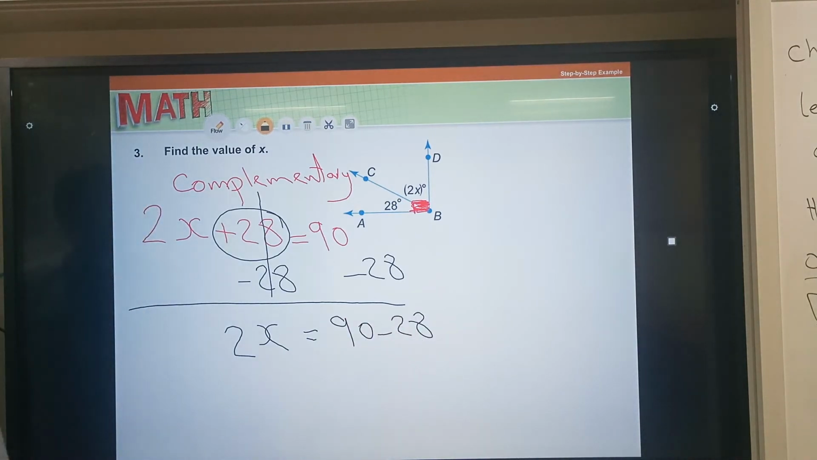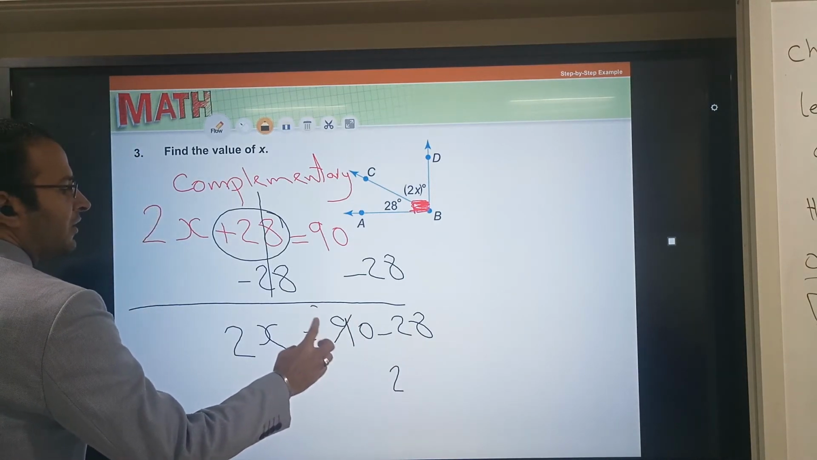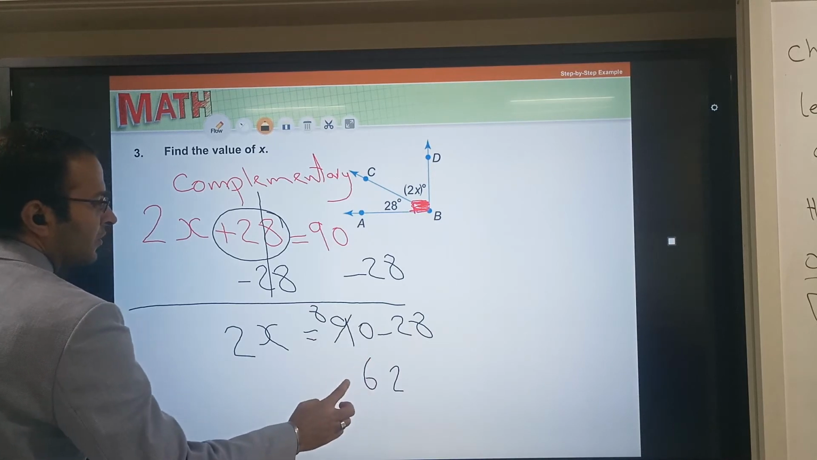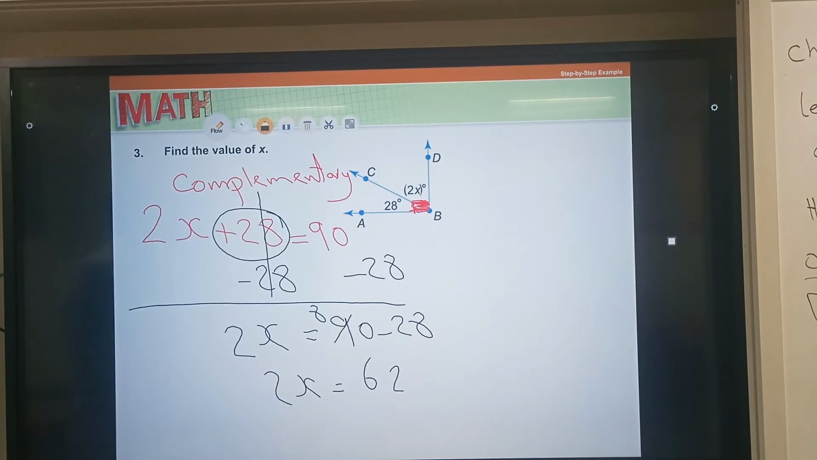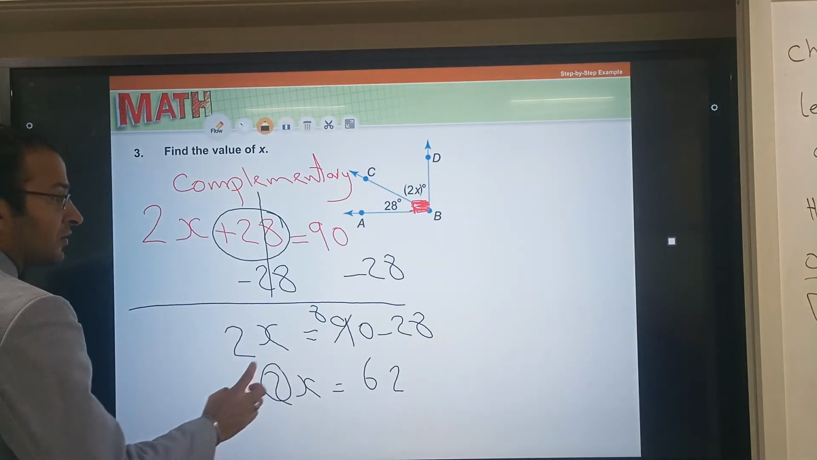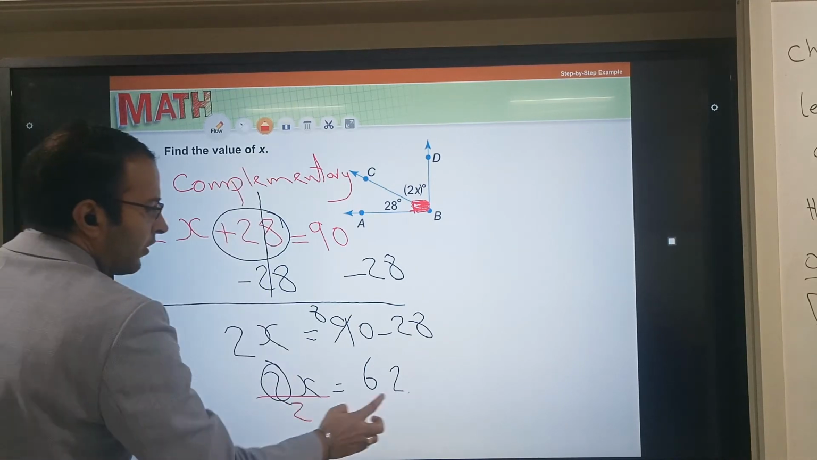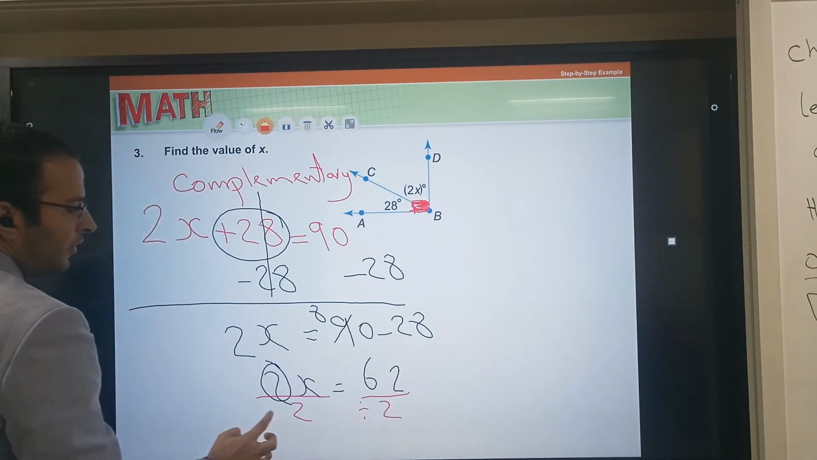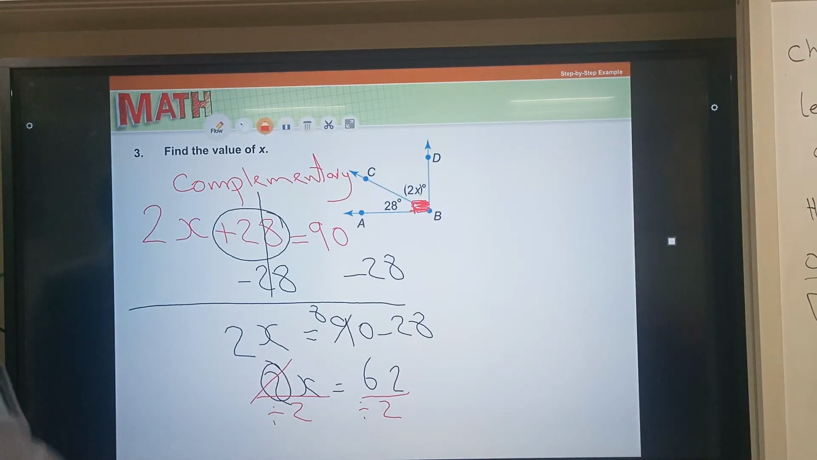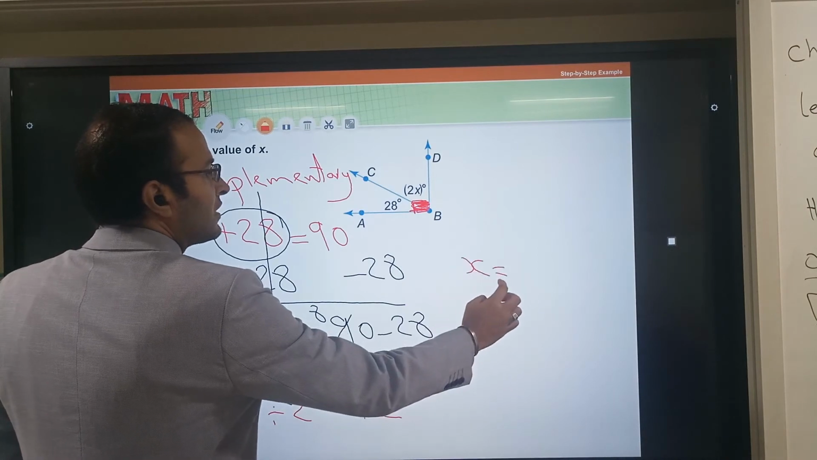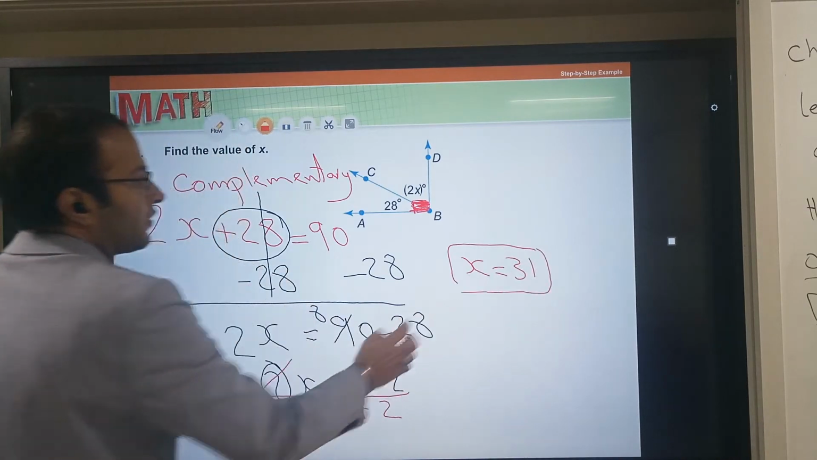90 minus 28. How do I make it? 10 minus 8 equals 2, this now becomes 8. 8 minus 2 equals 6. So it will be 62. So 2x is equal to 62. What will we do after that? I need to cancel this 2. So we will divide both sides by 2. Why? Because I need to cancel this 2. So the value of x here is equal to what? Equal to 31. The value of x is equal to 31.